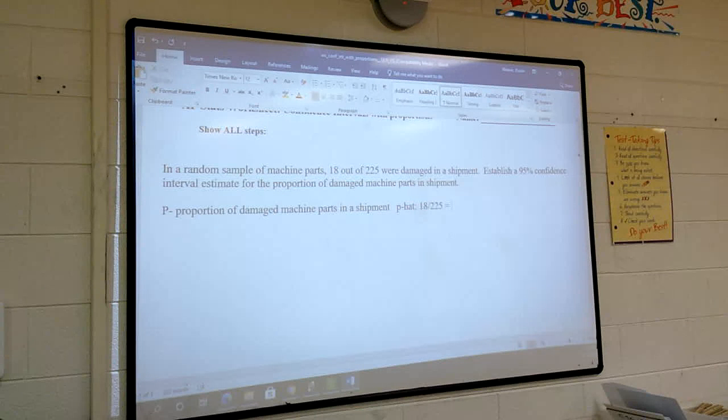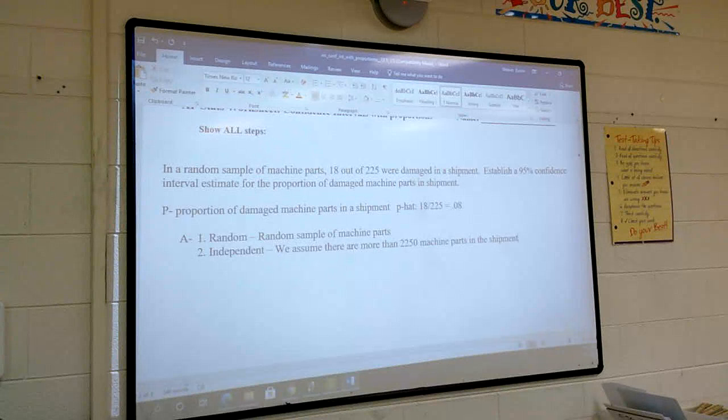What is that decimal if you do 18 out of 225? 0.08. Okay, so you do want to write the decimal. So make sure you write the decimal with the fraction, okay? A is our assumption, so we have random. It says random sample of machine parts, so you can make a check there. Number 2, independent.